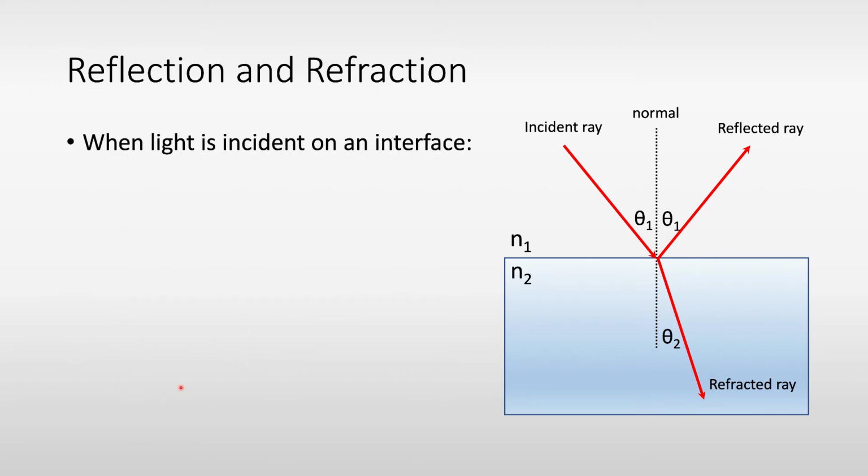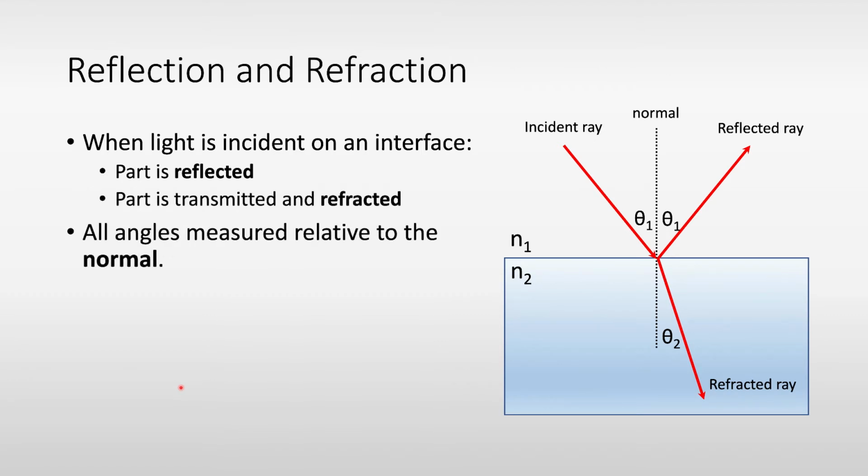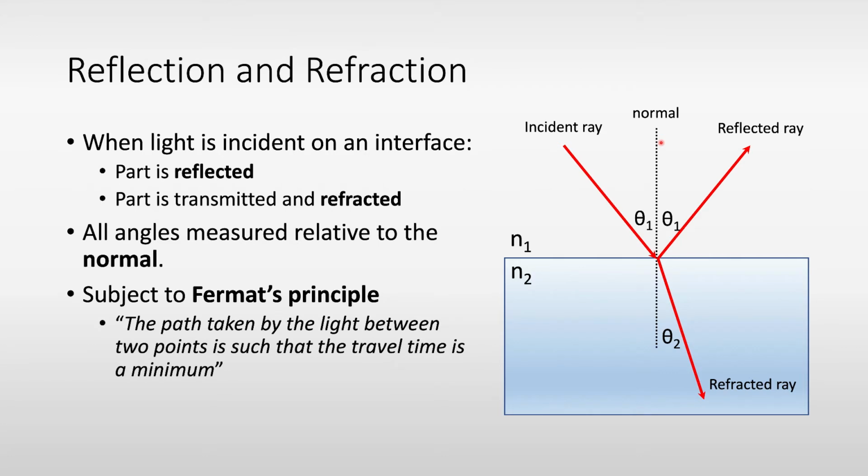Whenever light is incident on an interface, part of it is always reflected, while part of it is transmitted and refracted. All of the angles that we have in the system are measured relative to the normal, this perpendicular line to the surface. The principle of refraction is subject to Fermat's principle, and this says that the path taken by light between 2 points is such that the travel time is always a minimum. And this isn't necessarily the shortest path.